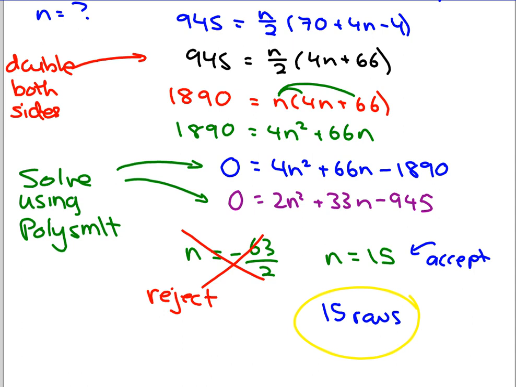Wait, so what would be the 2 values of x? Our 2 values of x were 15, which is the one we accept, and the other one was negative 63 over 2, or as a decimal, negative 31.5. And so you reject the negative answer because it doesn't make sense, and you accept the positive answer. I would suggest just writing both out, and then making this point of rejecting that and accepting this one.